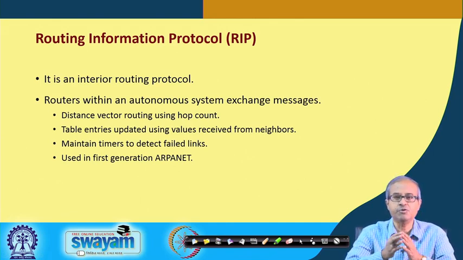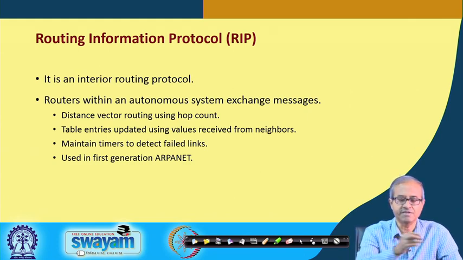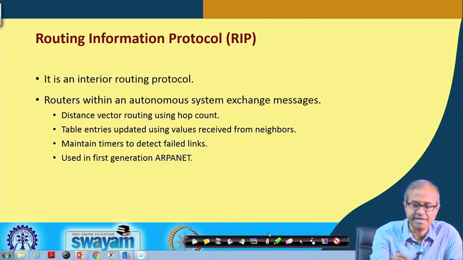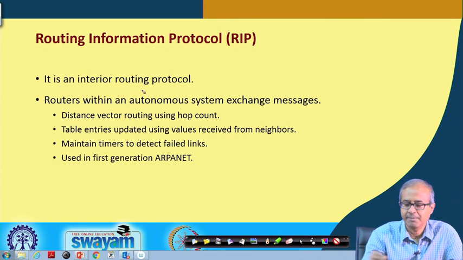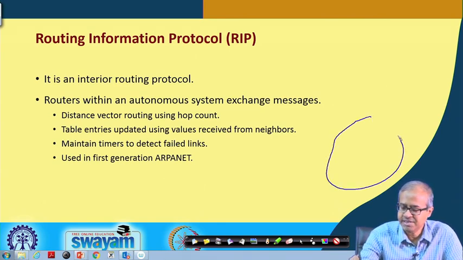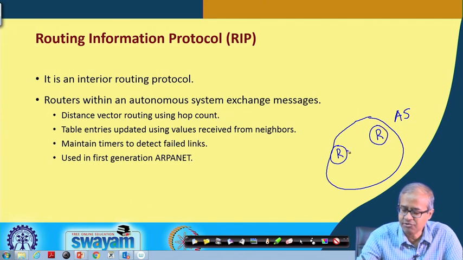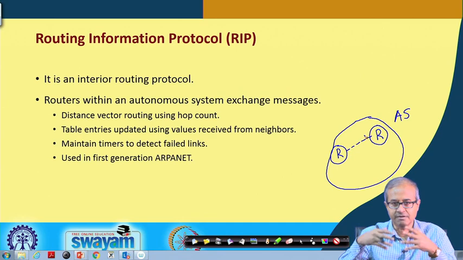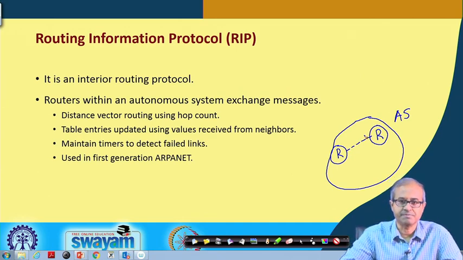Now, let us briefly look at these routing protocols one by one. First, we talk about RIP, routing information protocol. I mentioned already, it is an interior routing protocol meant to be used inside an autonomous system. If this is an autonomous system, routers that are present inside this AS will be using RIP to exchange information for updating their routing tables.